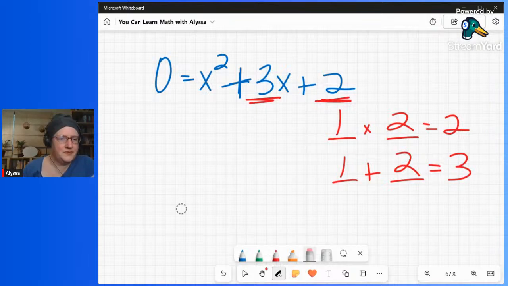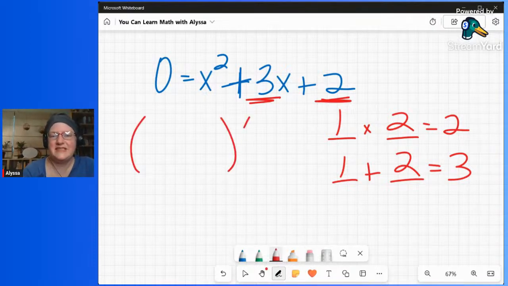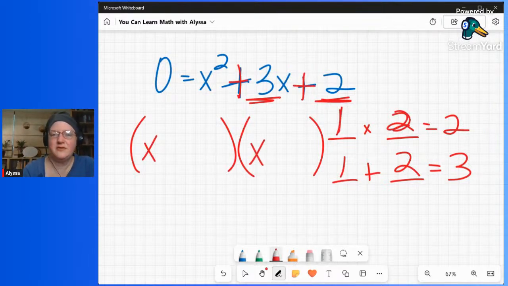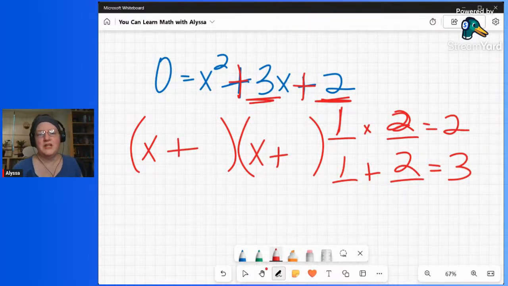Then we're going to put them into two parentheses here. There's going to be an x in each parentheses. And because we have two positives, plus and plus, we put our 1 and our 2, and we've factored it.